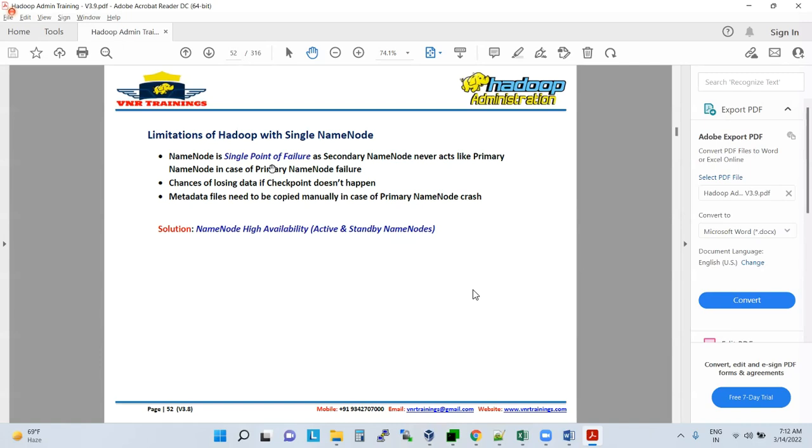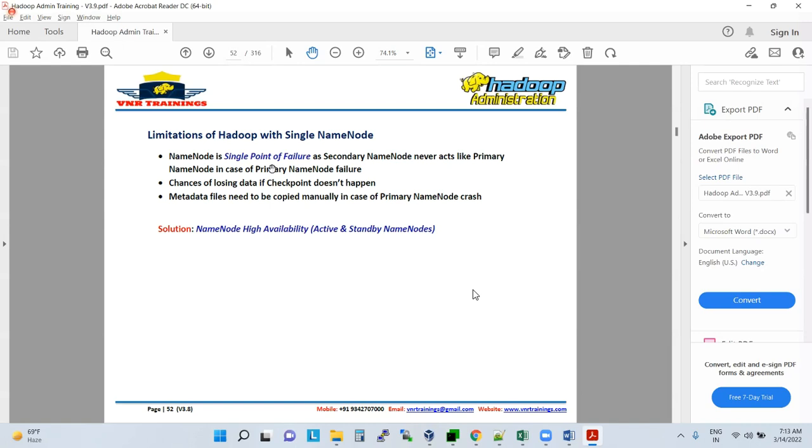First thing. Second thing is the chance of losing metadata if checkpoint doesn't occur. So where is the chance here? Is there any chance? Both the name nodes are writing their metadata edits into a common place. And again, we have three common places. It's not one common place. Even if one common place is gone, you still have two more common places where you can get your data. Yes or no? So that's the reason.